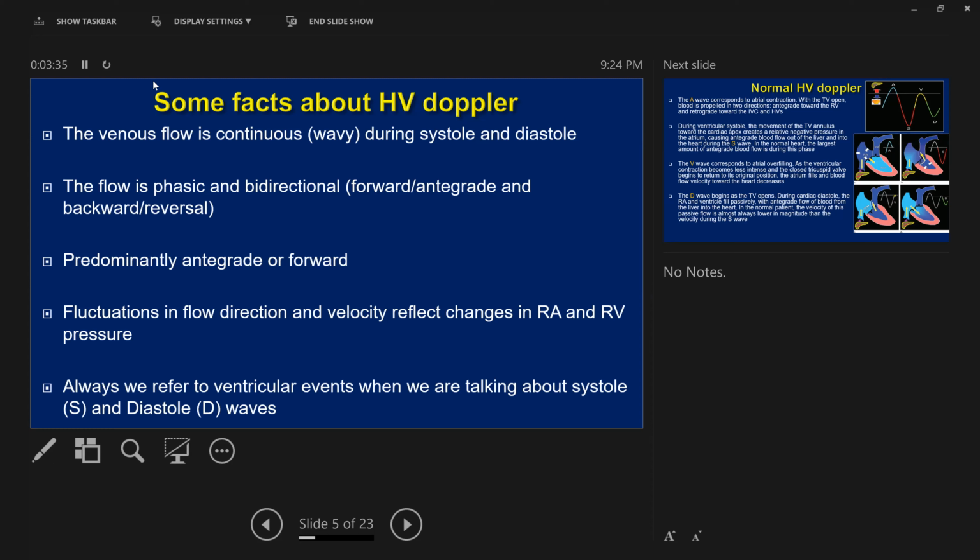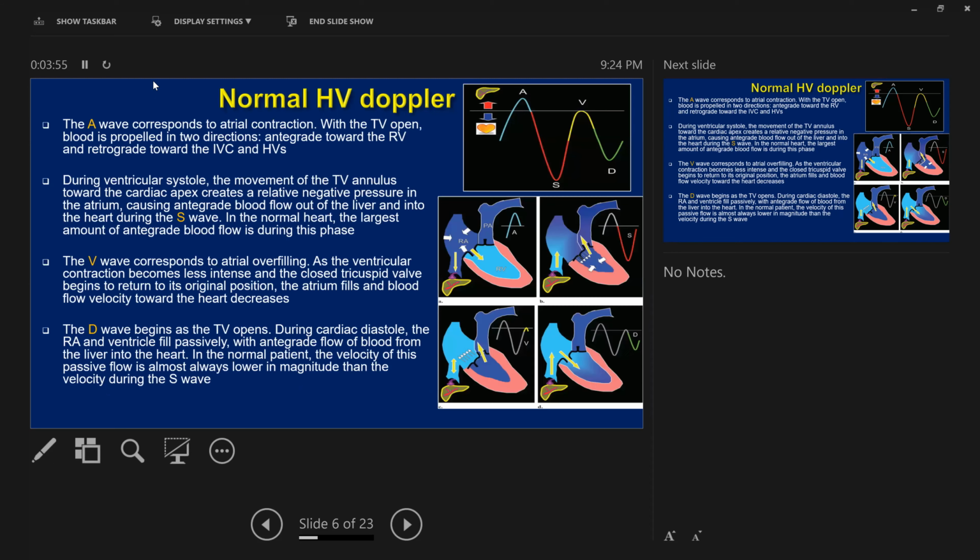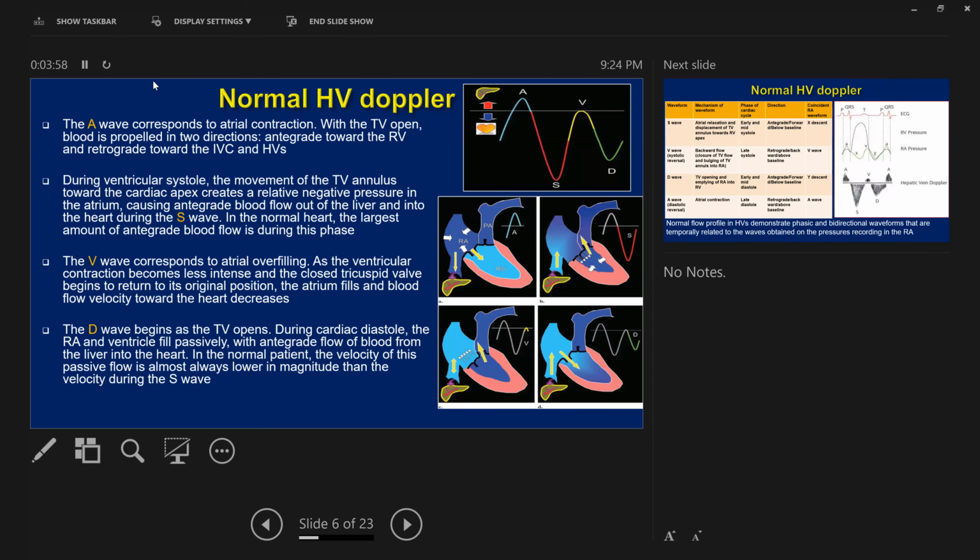Always, when we talk about hepatic vein flow, systole or diastole, we always refer to ventricular events to avoid confusion. So when we say S-wave systole, we mean ventricular systole, and when we say diastole or D-wave, we mean right ventricular diastole. So now let us talk about the normal hepatic vein doppler.